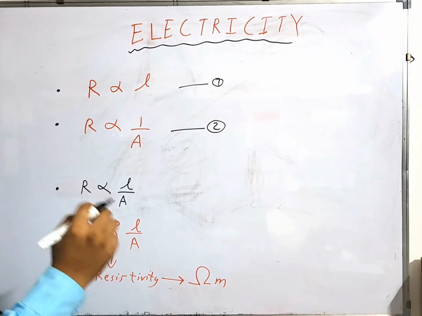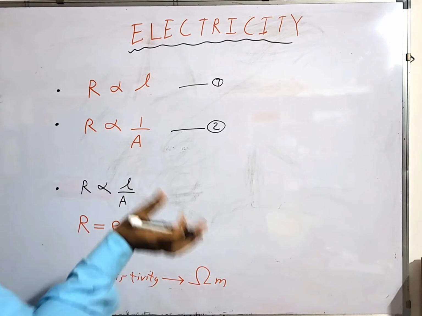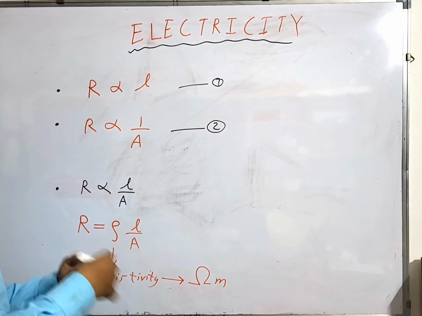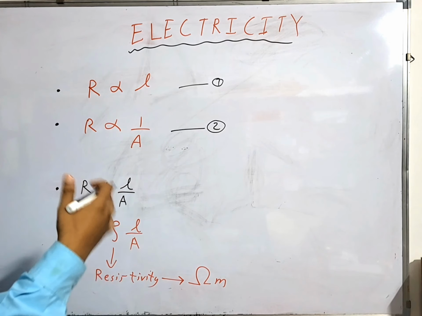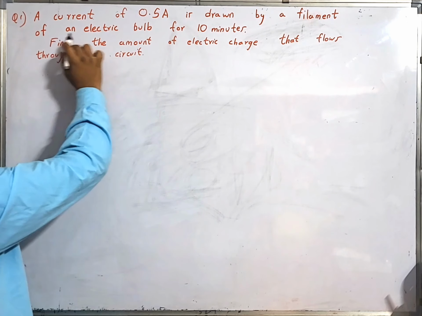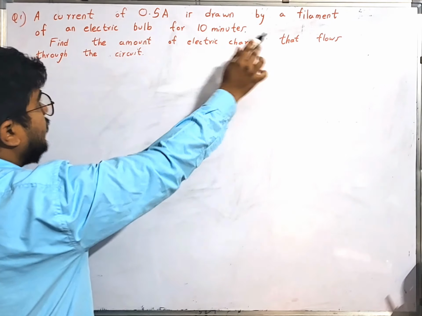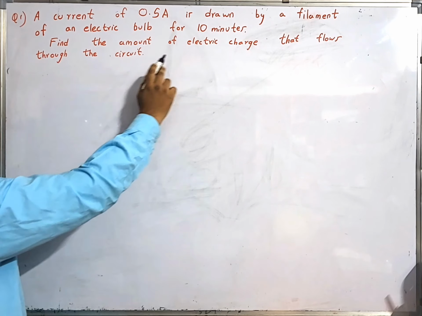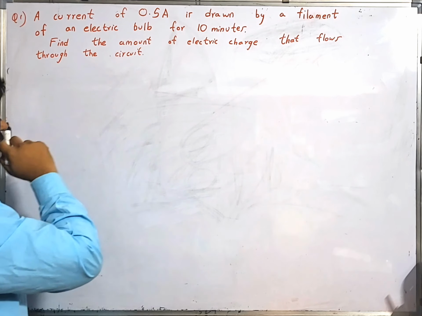Now we will solve some numericals. These are the solved numericals in your textbook. After the solved numericals, we will solve some unsolved numericals and also some challenging numericals. Here the question is, a current of 0.5 ampere is drawn by a filament of an electric bulb for 10 minutes. Find the amount of electric charge that flows through the circuit.